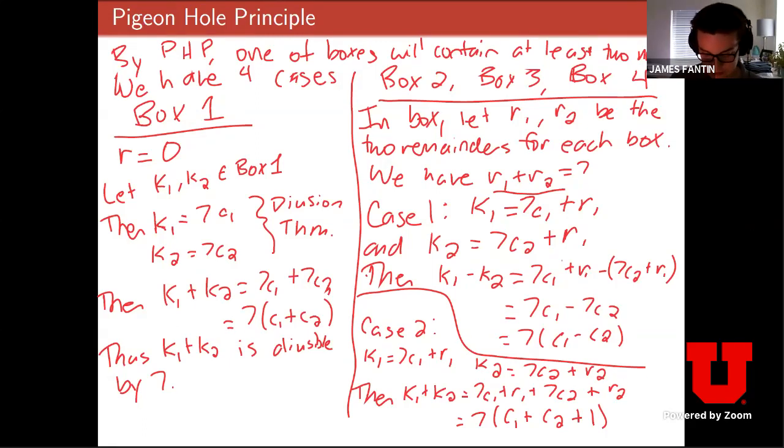And so this would have covered all the cases, because if we were in box 1, we proved that there were two integers that had the sum. And then if we were in box 2, 3, or 4, we proved that either these two numbers have the same remainder, in which case the difference is divisible by 7, or they have different remainders, in which case the sum. So the theorem is true. So anybody have any questions on this?